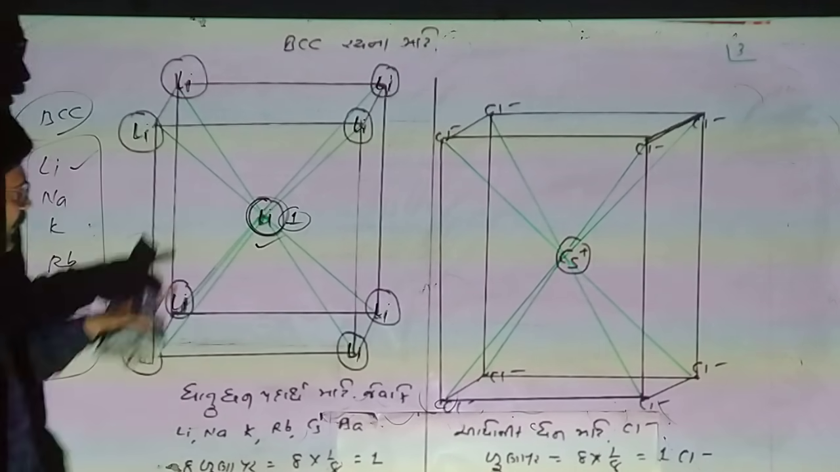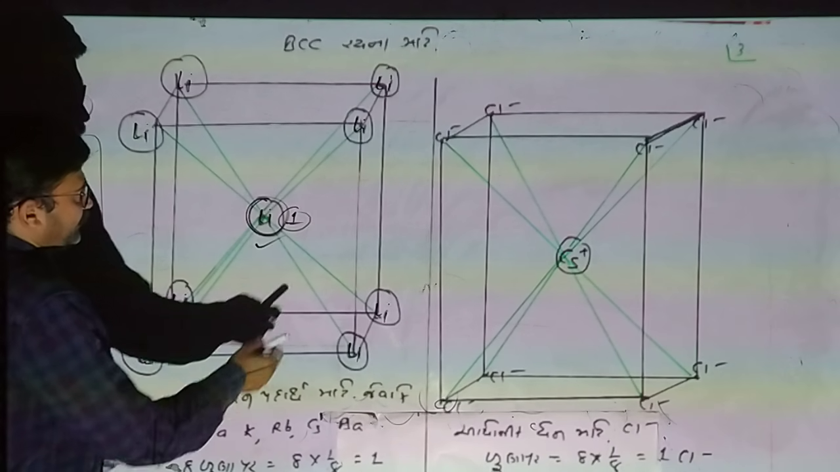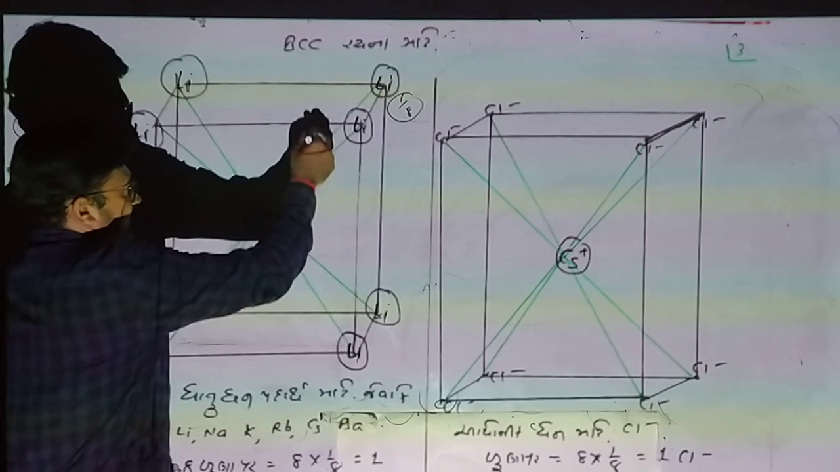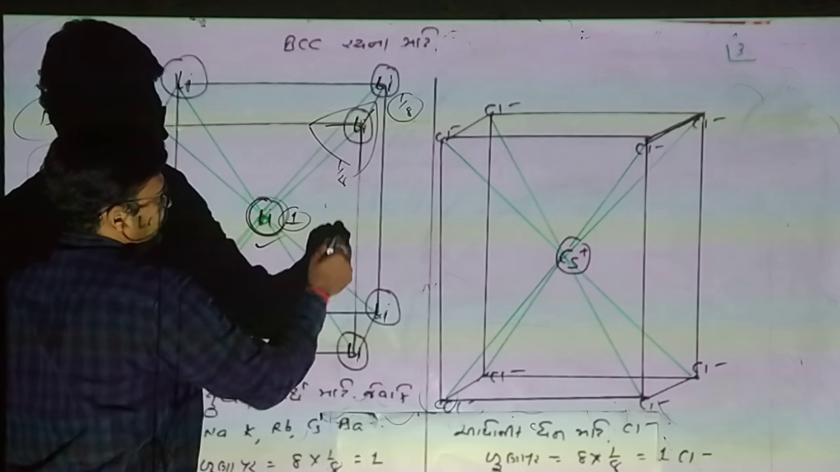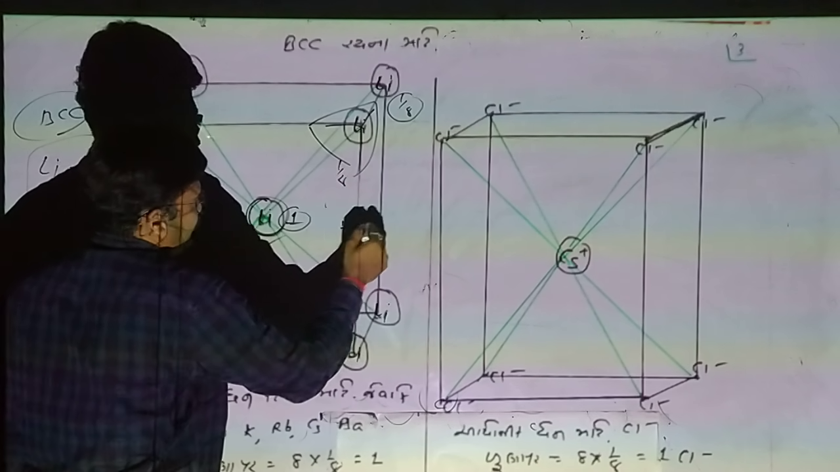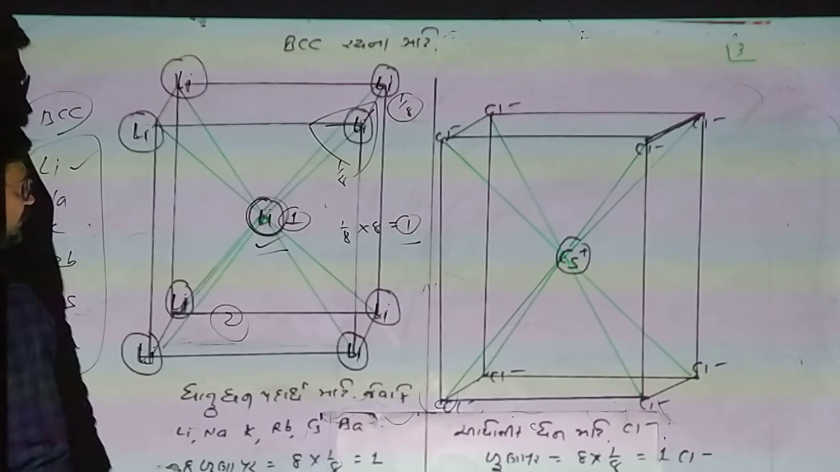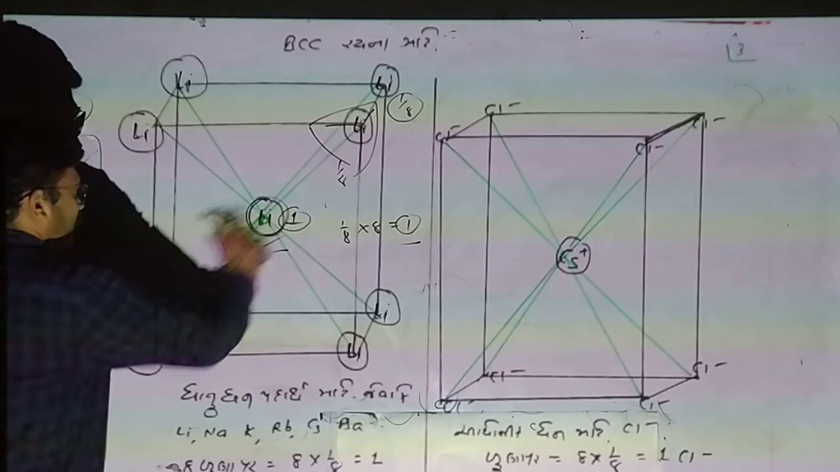This lithium is individual, it is not shared with anyone. But the corner is shared, so from each corner 1 by 8 portion comes. So 1 by 8, 8 times, so it will be 1. So 1 plus 1, so 2. In a unit cell of lithium, which has a BCC structure, there are 2 atoms.